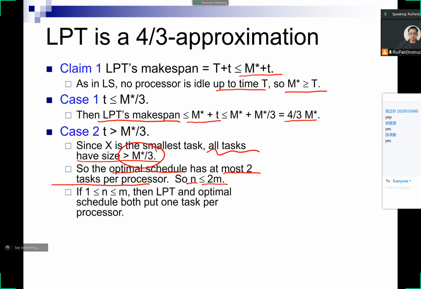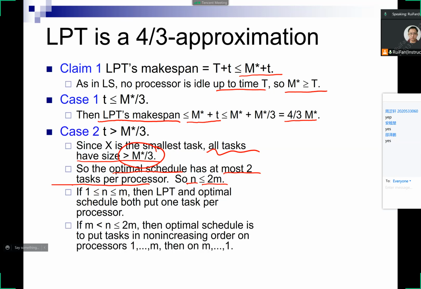Now we're going to consider 2 more cases. The first case is where the number of jobs is between 1 and m, so we have no more jobs than we have processors. In that case, both LPT and the optimal schedule would just put 1 job onto each processor. That's the best thing you can do, and that's also what LPT does. So when n is between 1 and m, LPT and optimal both behave the same way, and so LPT is also optimal.